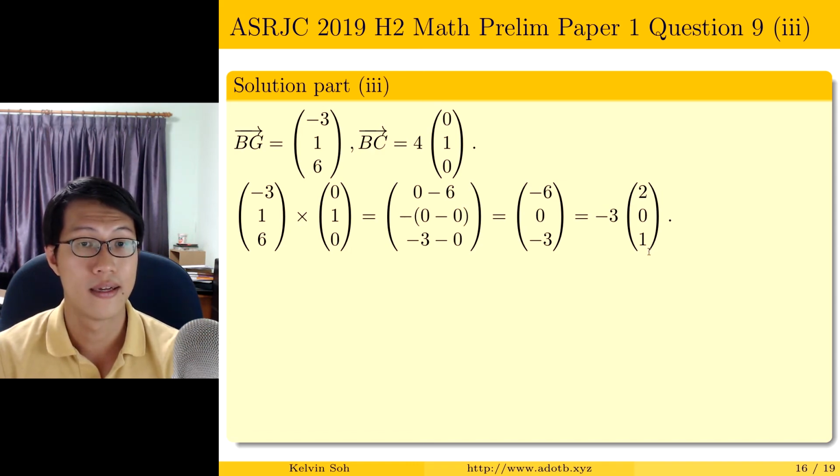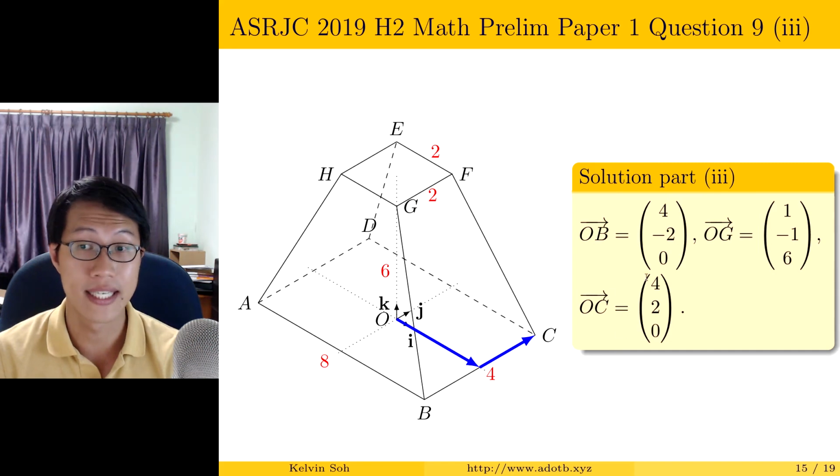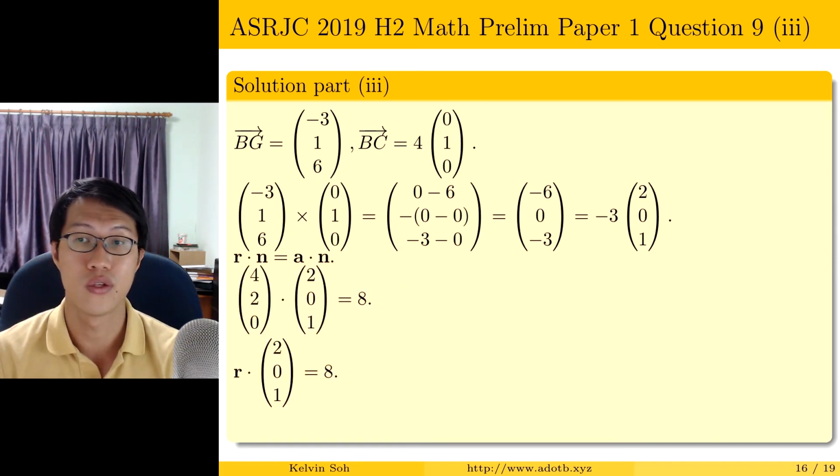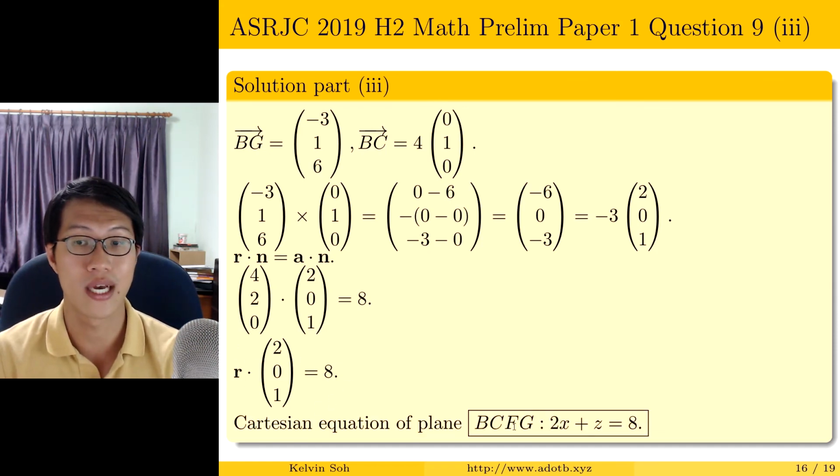Let's recall our equation of a plane is given by r dot n equals a dot n. So for a, we need a point, so we'll be using point C, 4, 2, 0. We can also use the other 2 points and we should get the exact same answer. So we take the point a dot n, dot our normal vector 2, 0, 1, the dot product gives us 8. This gives us the scalar product form of our plane. So r dot 2, 0, 1 is equal to 8. The question, however, wants the Cartesian form, but that is pretty simple to get from here. By letting r be x, y, and z, we get our Cartesian form, 2x plus z equals 8. And that is the answer to part 3.